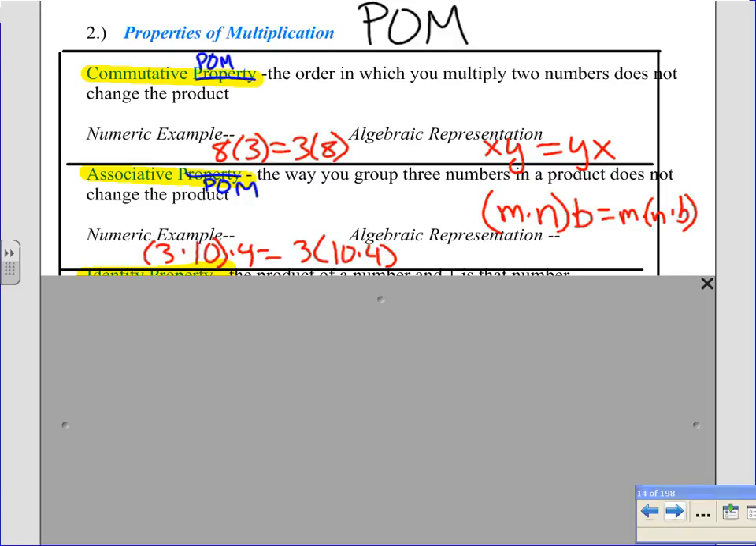The algebraic representation, your book always likes to use variables as well, so you know how to make an example using both numbers and variables. You can use any letters that you want. Doesn't have to be what I used.